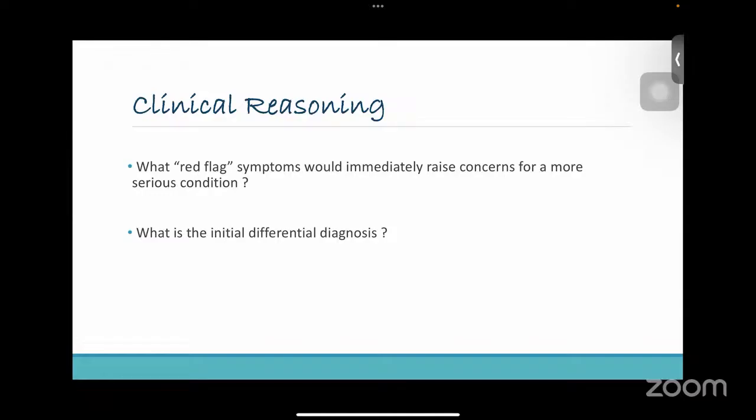Irritable bowel syndrome. Yes. Other differentials? Dyspepsia. All right. Inflammatory bowel disease. Okay. Anyone else?